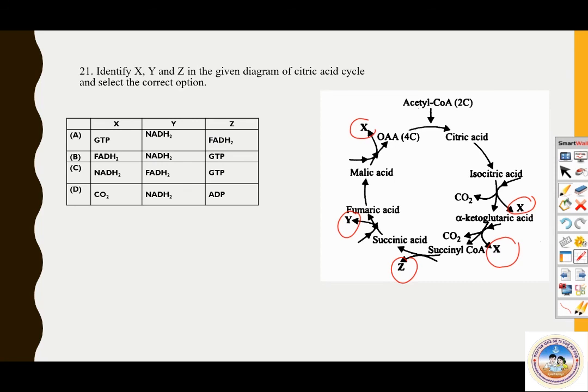So simple, children, isocitric acid to alpha ketoglutaric acid. What does it produce? NADH. Yes or no? So again to succinyl-CoA, what was the particular thing? Again it was NADH. Yes or no, children? Now succinyl-CoA to succinic acid, it was a GTP, not from oxidative phosphorylation. Then succinic acid to fumaric acid, your FAD got converted into FADH. Am I clear to you? So what was the option? So option is your C.